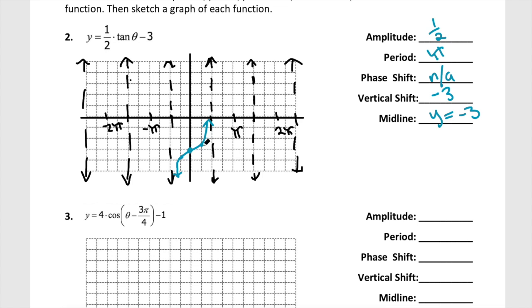We can do the same graph in all of our other intervals. And there's a sketch of our transformed tangent graph. Let's take a look at one more example.